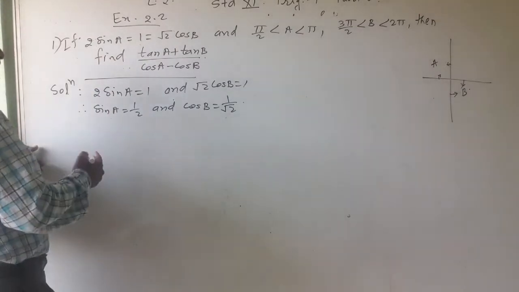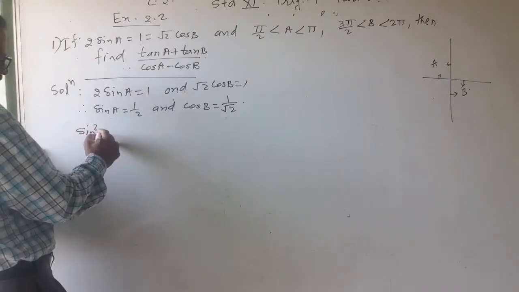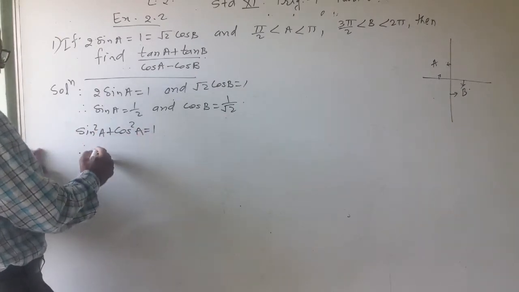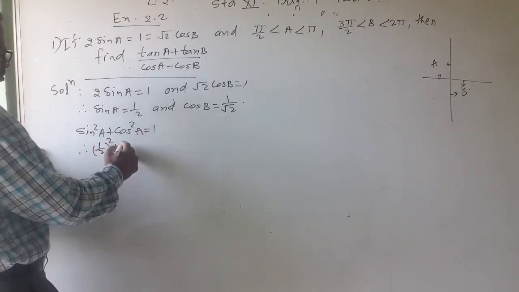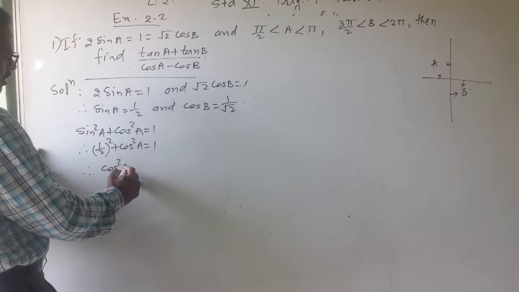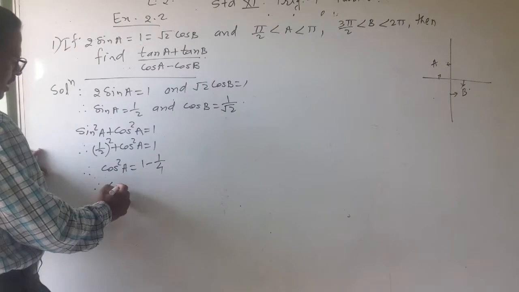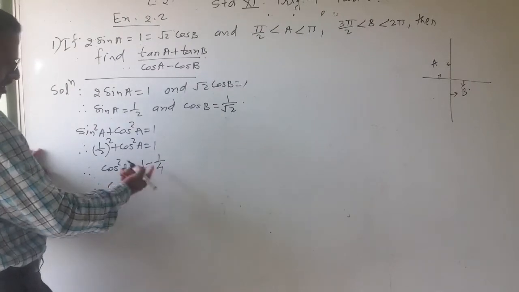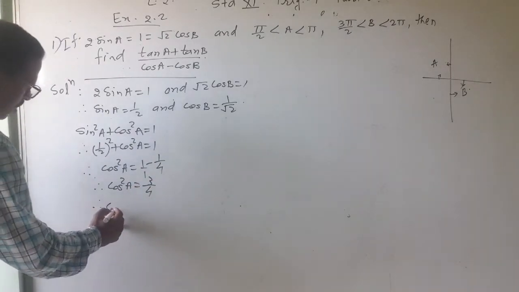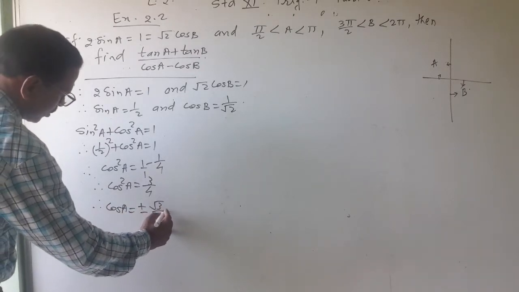So I will find cos of A. Sin square A plus cos square A is equal to 1. Sin value is 1 upon 2, bracket square, plus cos square A is equal to 1. Therefore cos square A is equal to 1 minus 1 upon 4, which is 4 minus 1 is 3 upon 4. Therefore cos of A is plus or minus root 3 upon 2.